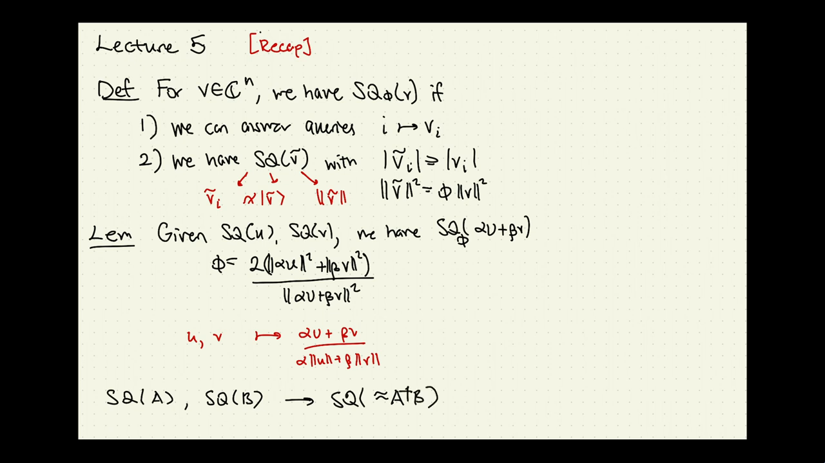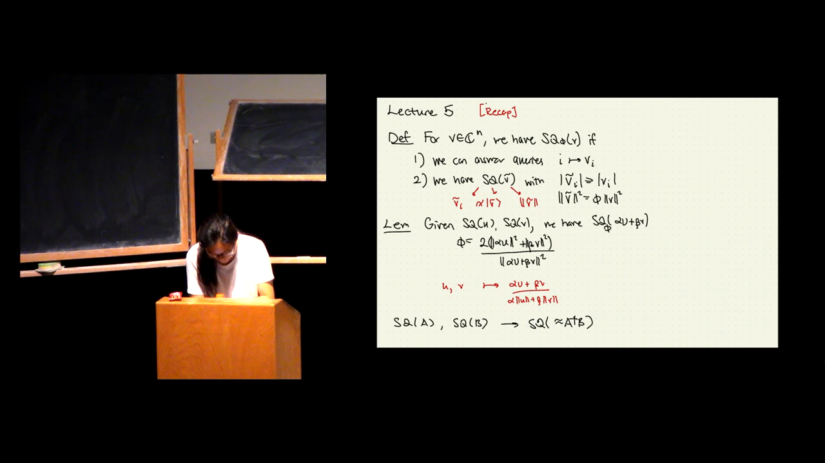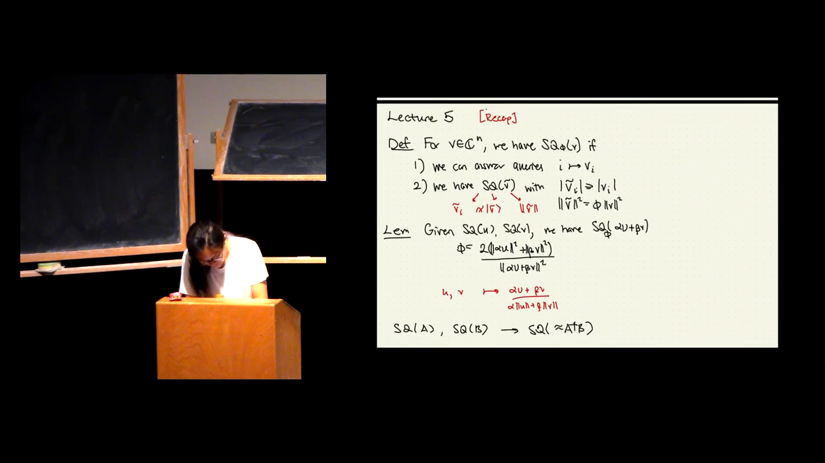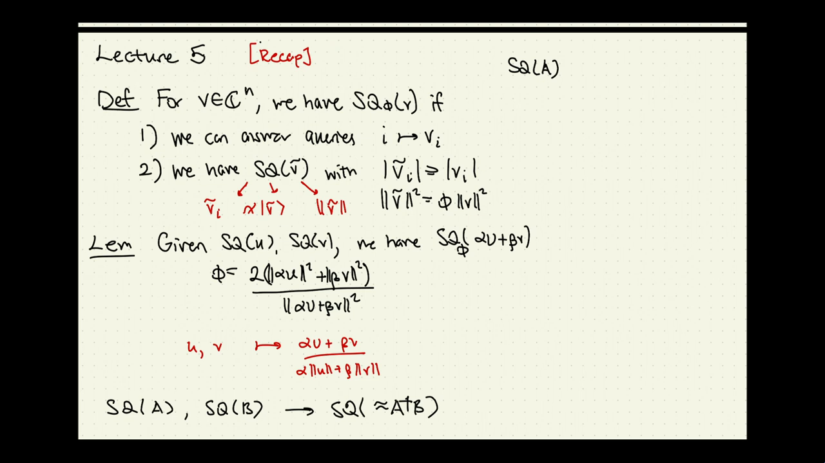Okay. And to do this, it'll be useful to define the corresponding notions for matrices. If you recall, our sampling and query access to a matrix was sampling and query access to the rows of A, along with sampling and query access to the row norms.